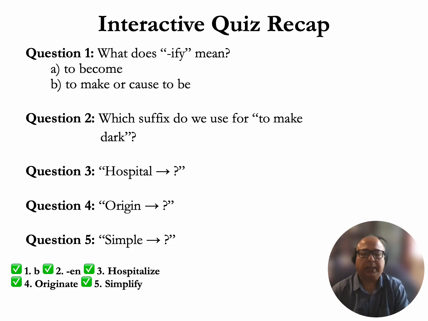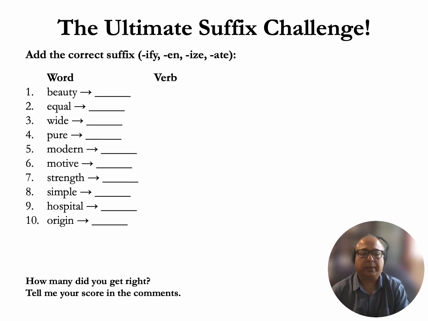All right, did you get these right? 1 is B. Ify means to make or cause to be, such as clarify or solidify. To make dark, which suffix is en, right? Dark, darken. Strength, strengthen. Number 3 is hospital. Did you add ize to it? Hospitalize. Like my friend was hospitalized last night. Number 4, originate. And number 5 is simplify. You have seen most of these examples before, so you should have done really well.